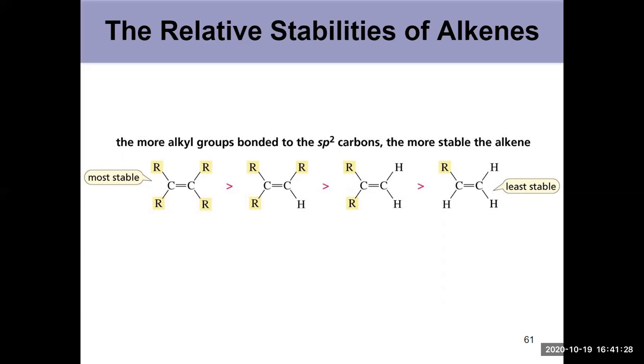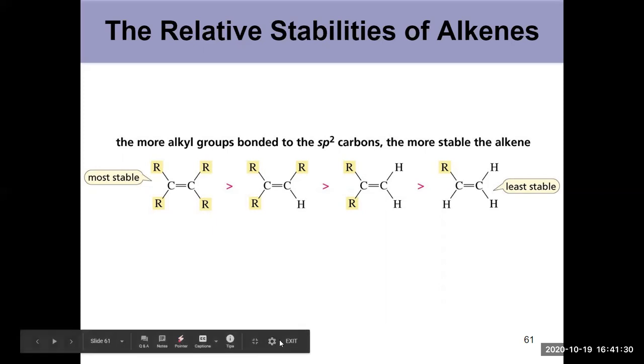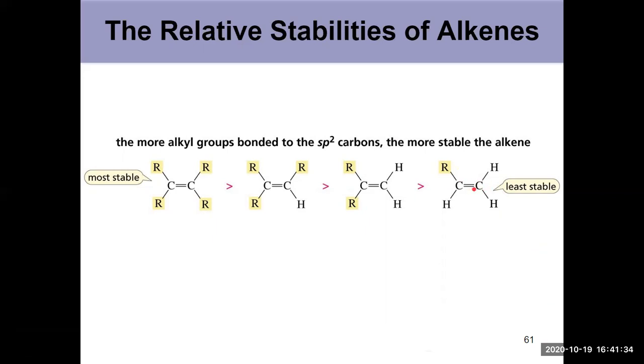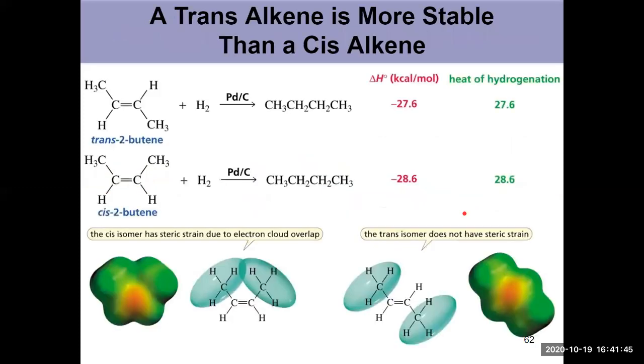Or, if you want to think about it a different way, the more hydrogens that are bonded to those carbons, the less stable it is. Okay, so more alkyl groups is more stable. 4, more than 3, more than 2, more than 1. The only other thing to look out for, what if there's the same number of alkyl groups? Okay, in this case, 2 alkyl groups, 2 alkyl groups. Well, what do we see here? Different values of heat of hydrogenation.